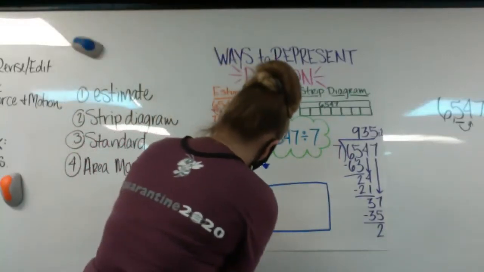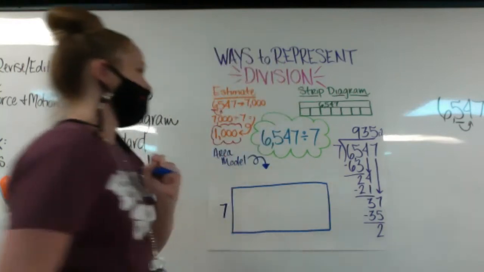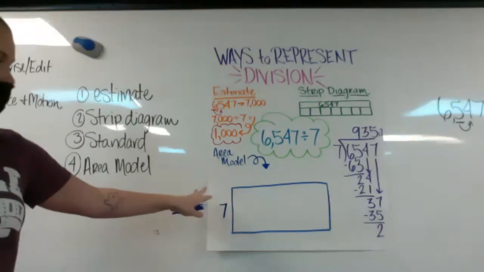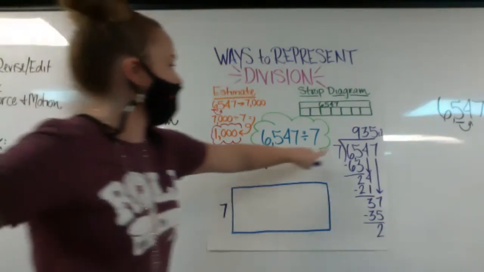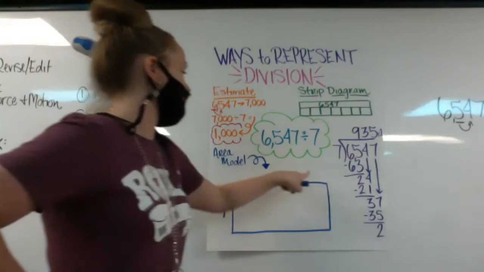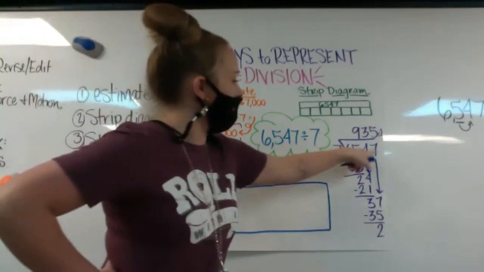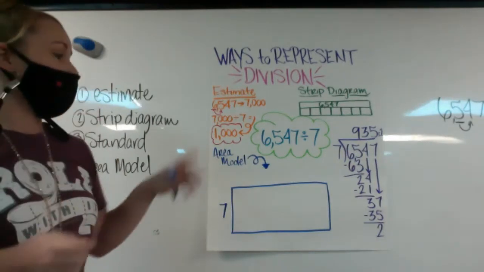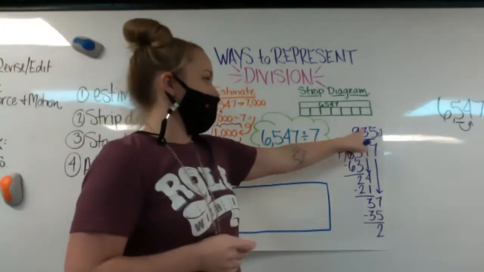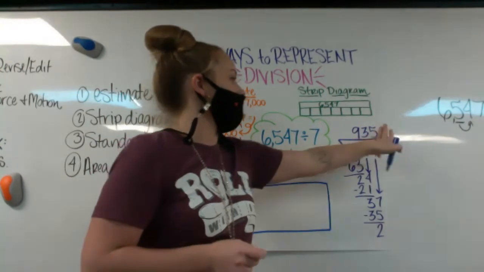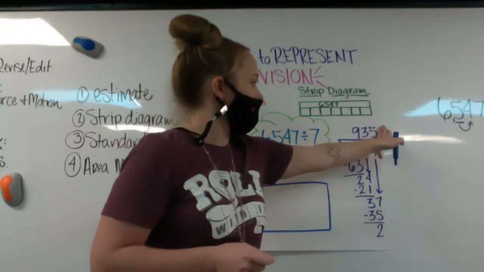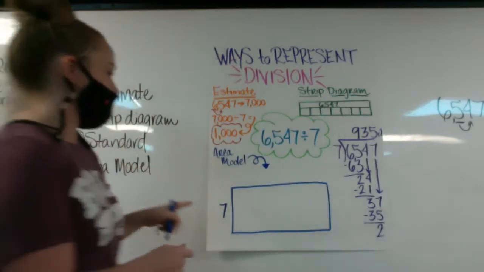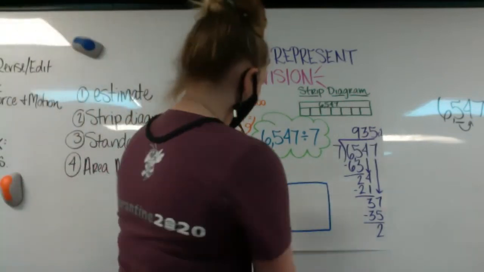So I'm going to put my 7. And then remember that everything is going to be in the same place. So the divisor's here, the quotient is up top, and the dividend is in here. All right, so I look at the quotient and it's 935. We're not going to worry about the remainder. We're just going to look at how many digits is this? 3, okay? So I'm going to have 3 boxes inside here.